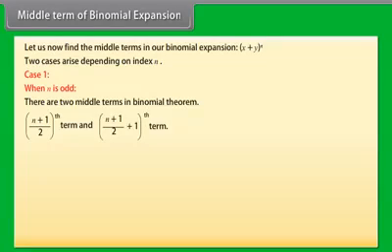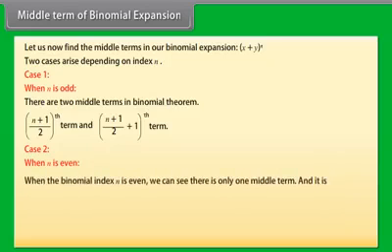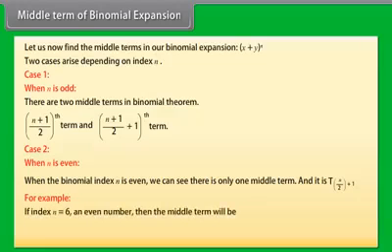Example. Determine the fifth term in the expansion of x plus 2y raised to power 10. Solution. The fifth term in the expansion of x plus 2y raised to power 10 is given below. 3360 into x raised to power 6 into y raised to power 4.